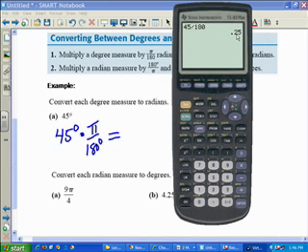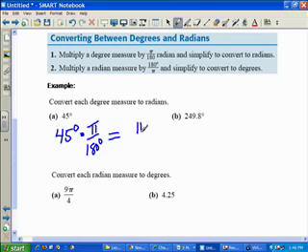But some of these decimals may not be so obvious later on. Remember you can hit the math button, enter, and it'll change it to a fraction for you. So 45 pi over 180 is the same thing as 1 pi over 4, or pi over 4. So 45 degrees is the same thing as pi over 4 radians. You're simply converting it from one to the other.